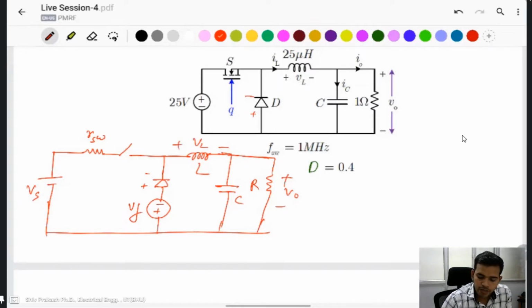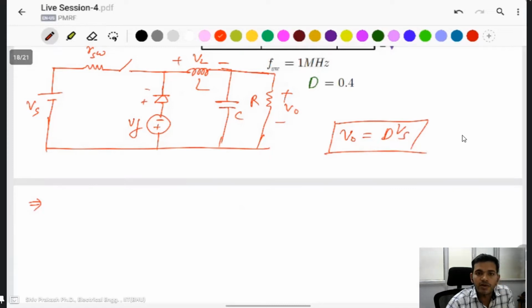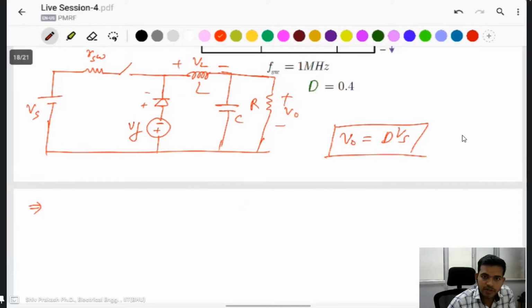First of all, find the output voltage. When we find the output voltage, then we know the output current. When the output current is known, then you can also find the input current. When the switch is on, the same current flows in the switch. You can't apply the direct formula V naught equal to dVs, because this is not ideal, and resistance and voltage drop are also present. That's why you find the average volt-second equation for the inductor voltage.